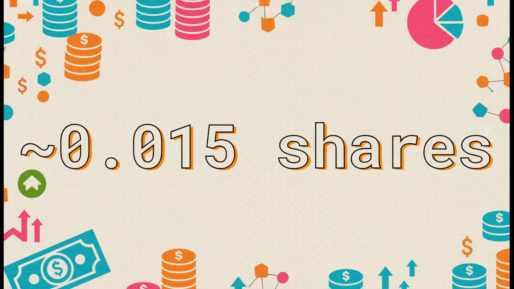So what does that actually look like? Well, if you invest just $10, you might buy something like 0.015 shares of the fund. Now, that number might look tiny, but don't let it fool you. It's a huge deal. With that $10, you are now a part owner of 500 of the biggest companies in America. How cool is that?